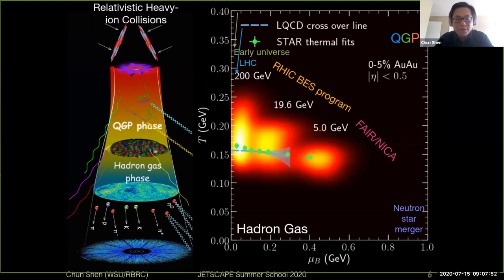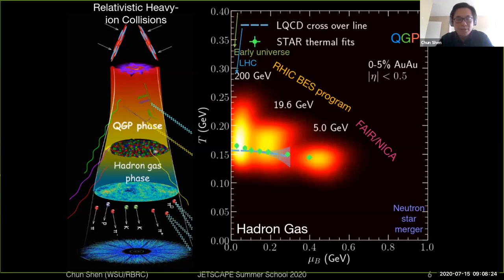So on the right hand side, I plot our current knowledge about the QCD phase diagram in terms of temperature and baryon chemical potential. At zero baryon chemical potential, you have a smooth crossover calculated by lattice QCD. And then you have heavy ion collisions at different collision energies, indicated as these colored blobs, which can cover certain regions of the phase diagram.